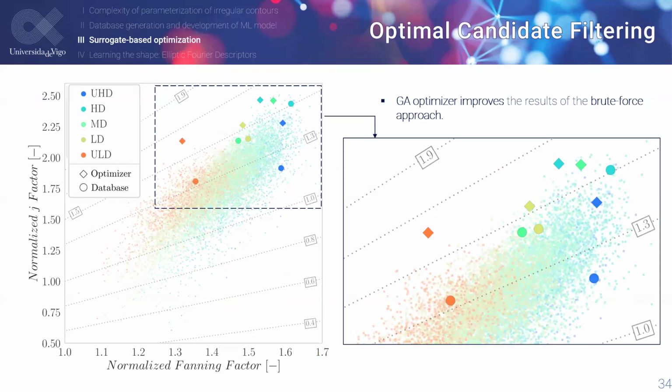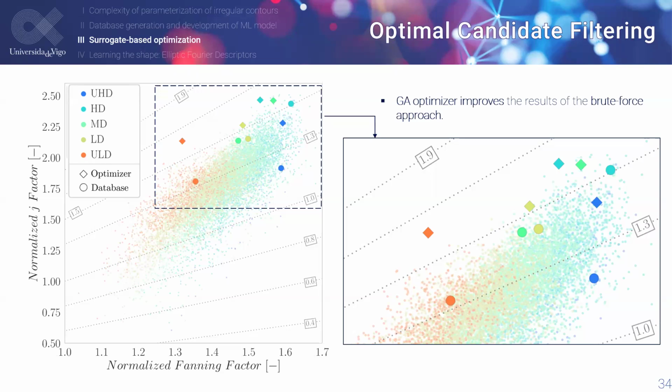By doing so, here you can see the results that we got. The different colors, as I mentioned, represent the different separations of the fins. The circles are the database, and the diamonds are the optimizer results. For example, here you have the results from the ultra low density microfins, the ones that were farther apart. And what you can see is that the optimizer found a better fin. That's the main thing, and the same for all of them.